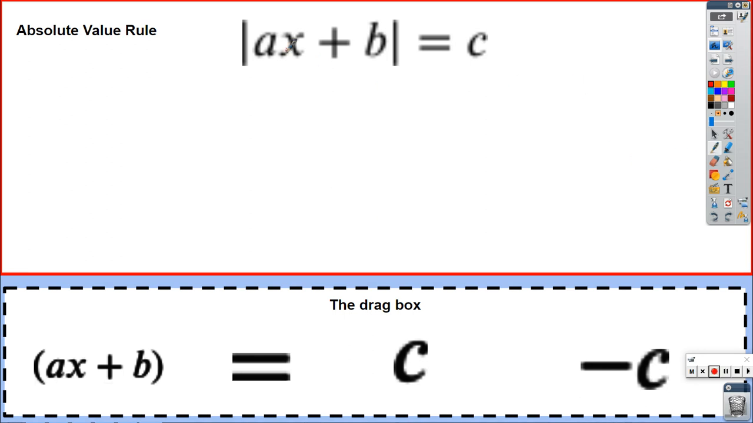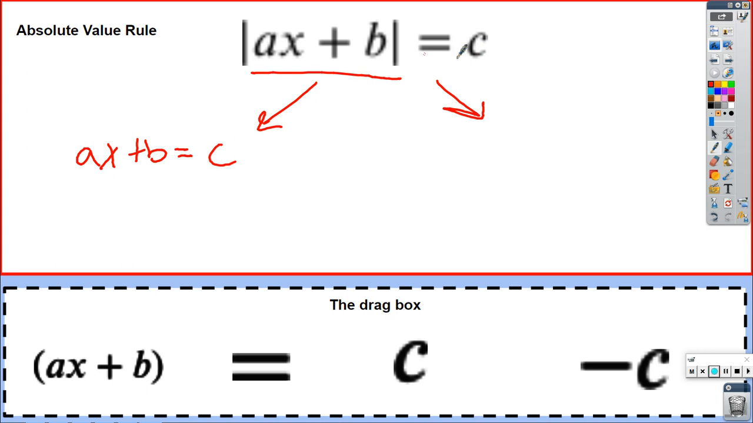So what's going to happen is, once I get this part isolated, so once this is all by itself, and you have it as the absolute value of ax plus b equals c, it's now going to split off into two equations. You're going to have one version where it's ax plus b equals positive c. So we're going to write everything back here except without the absolute value bars.